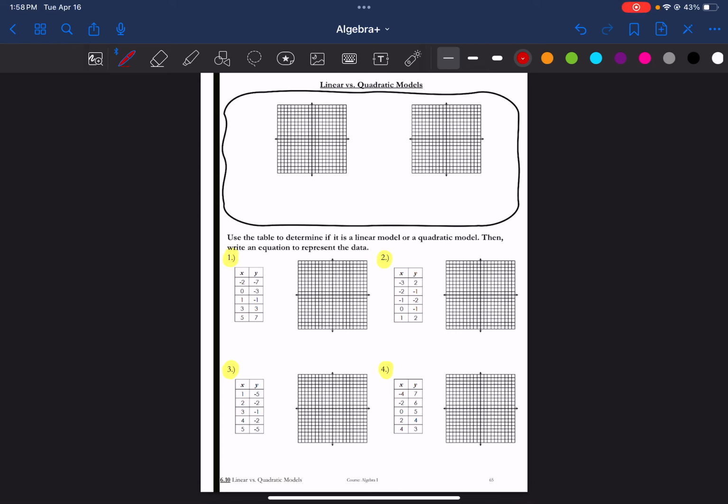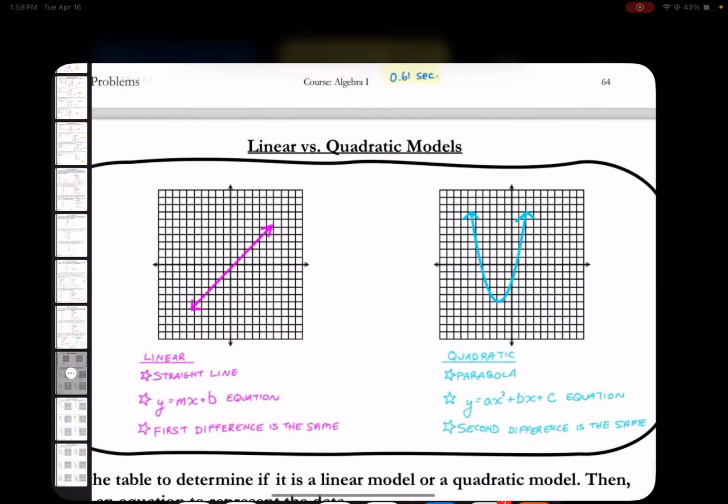Here's our last lesson for Unit 6, where we're going to focus on identifying if it represents a linear model, right? Something that's a straight line, or a quadratic model, one where you have a parabola, which is what we've been focusing on in this unit. Let's go ahead and take the notes at the top.